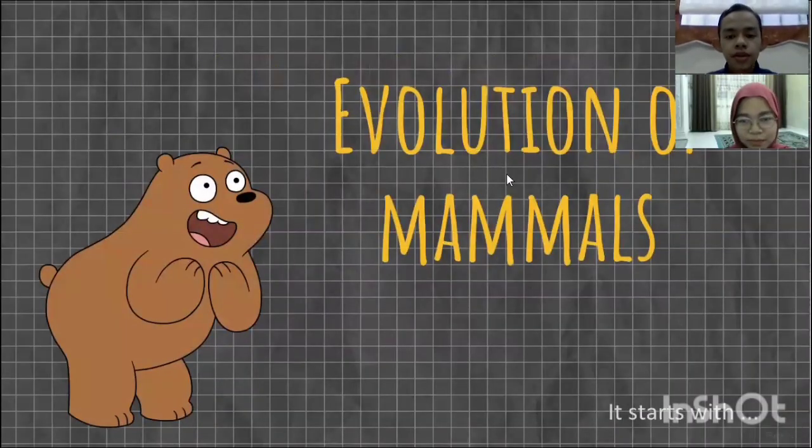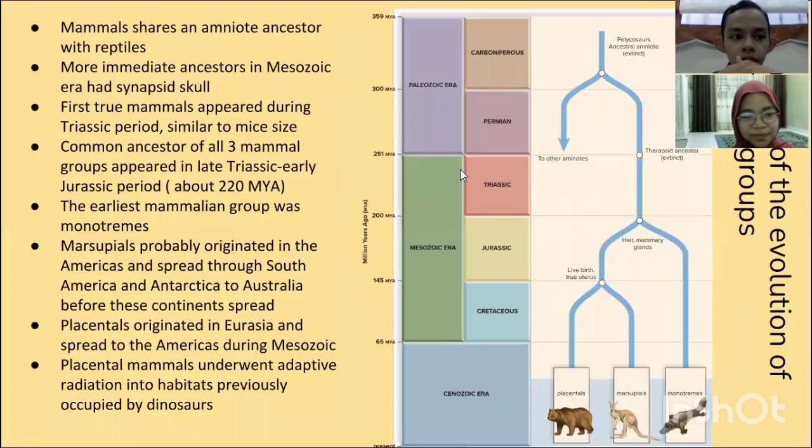Next is the evolution of the mammals. So mammals share an amniotic ancestor with reptiles, and more immediate ancestors in Mesozoic era had synaptic skull. So the first true mammals appeared during the Triassic period, similar to the mice size. The common ancestor of all three mammal groups appeared in late Triassic, early Jurassic period. That is about 220 million years ago.